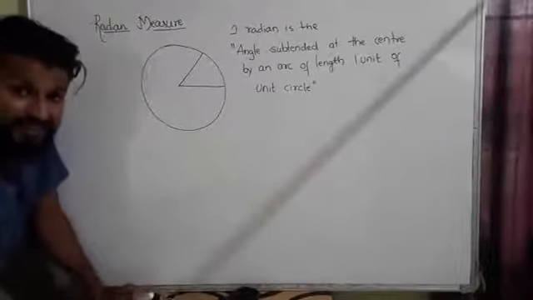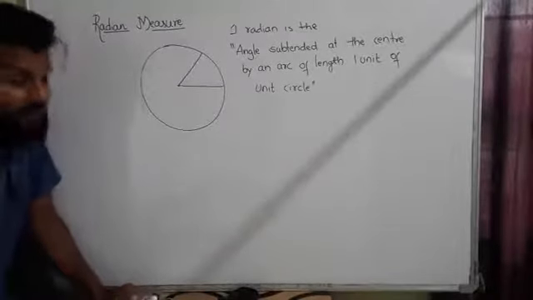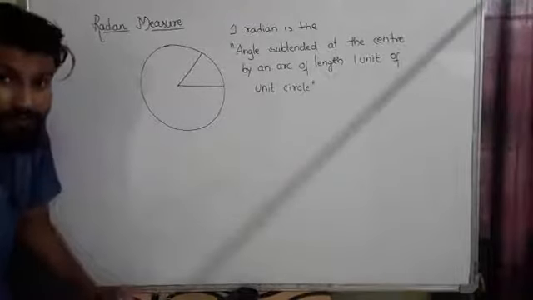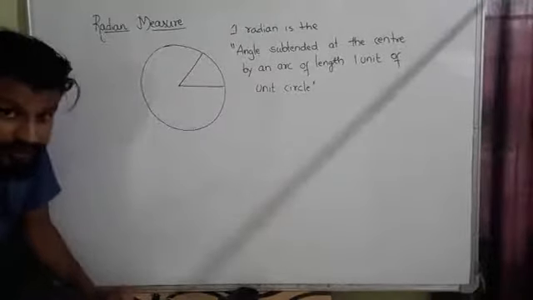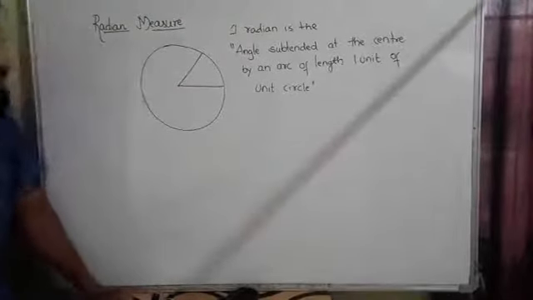Suppose if I tell you 60 degrees, suddenly something will come to your mind. Yes or no? If I say 90 degrees, suddenly you'll see two lines that are perpendicular. Similarly, if I say what is 1 radian, what is 2 radians, that thing should come to your mind. So that's what we'll see now, what a radian is.